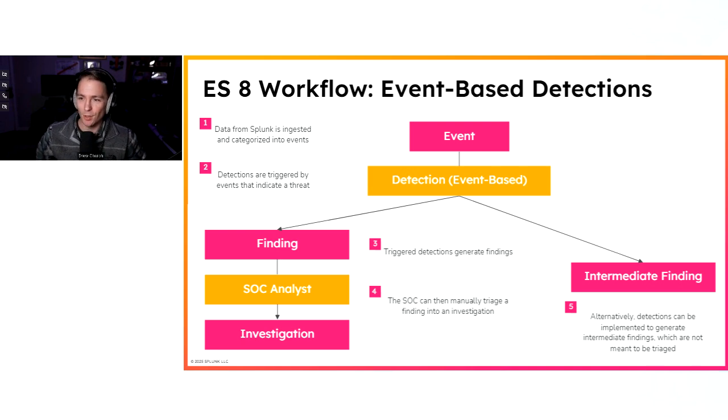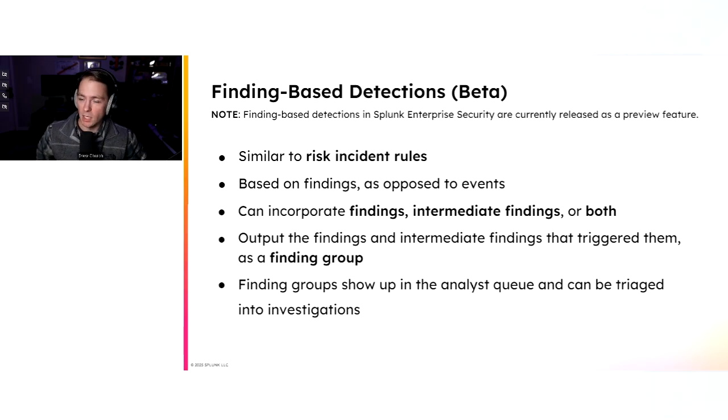And so I don't need to perform a full investigation. I can just close this out as an expected behavior. On the intermediate side, those detections can record that observation to be used by threat hunters, and then also finding-based detections into the future. As I mentioned, finding-based detections, or FBDs, I do want to call out the fact that these were shipped in Enterprise Security 8.0 as a beta feature and continue to be in beta.